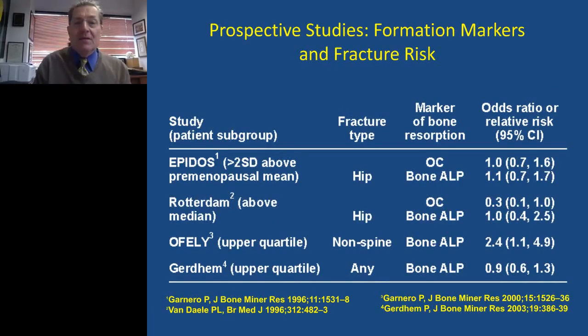This is a study on the formation markers. This one here was the bone alkaline phosphatase, or the serum osteocalcin. Again, a high marker predicting an increased risk of fracture at equivalent BMDs, bone mineral density.